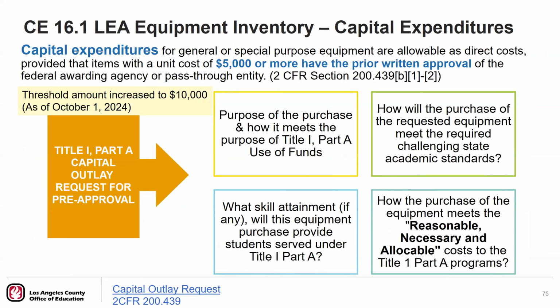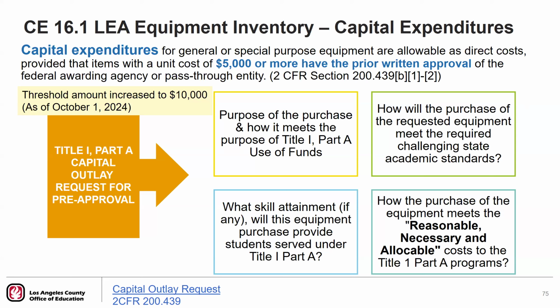Next slide, please. Thank you. We will take a look now at compensatory education instrument item number 16.1. This addresses capital expenditures which have been defined as any single item equipment for purchase of $5,000 or more. You'll note that beginning October 1st, 2024, the threshold amount increased to $10,000.